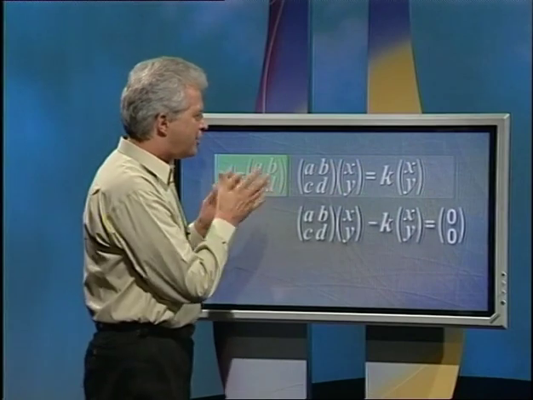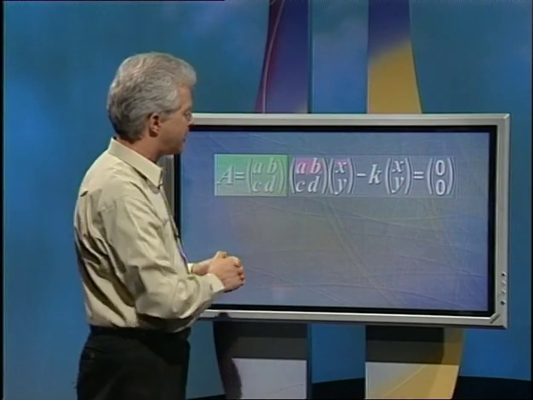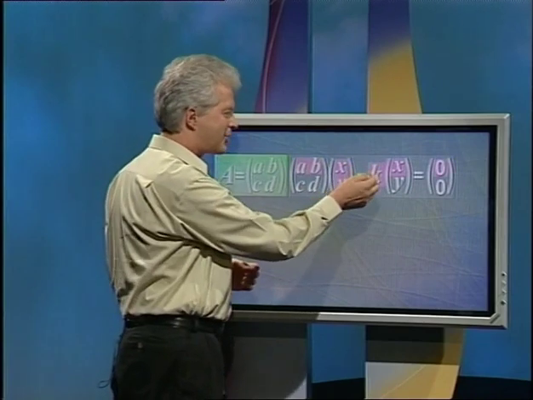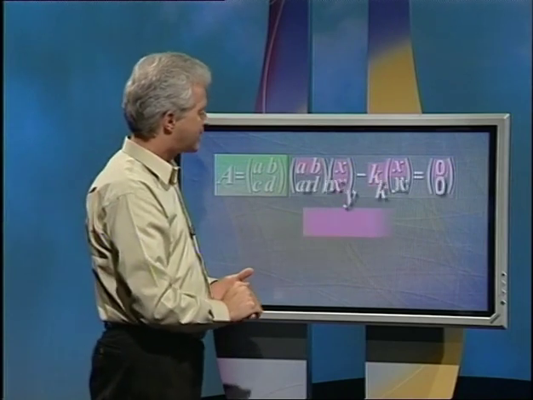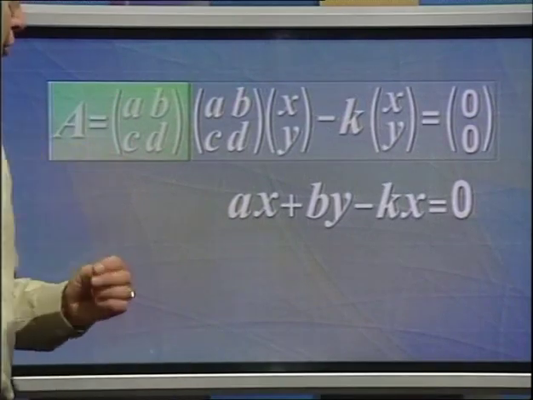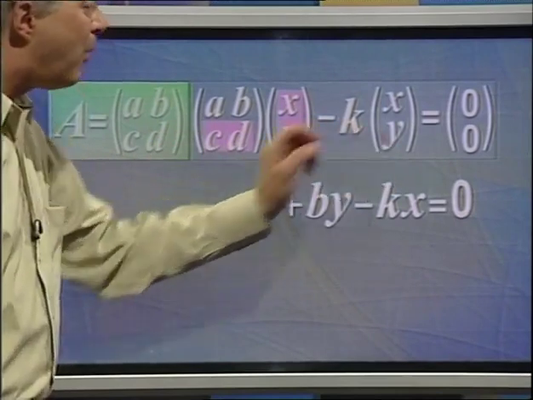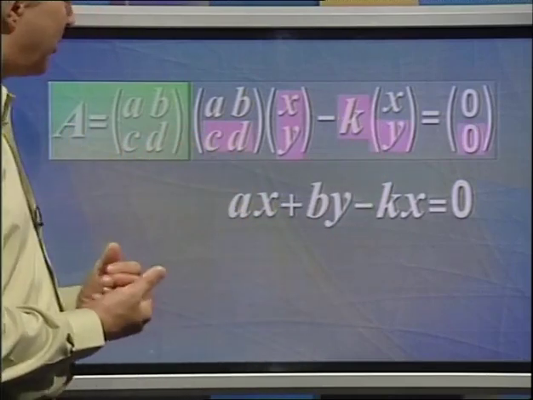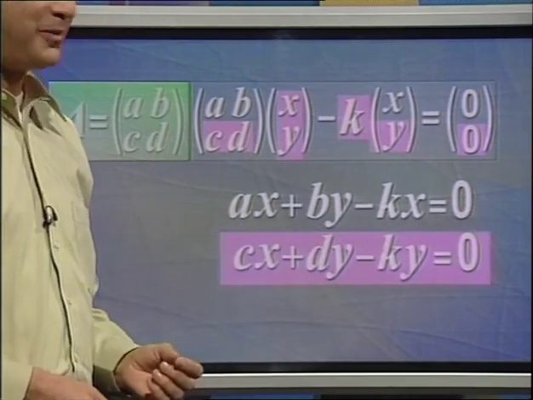Now, because I know that this will simplify what follows, I'm going to rewrite this as a pair of simultaneous equations. Going along the first row, ax plus by minus kx equals 0. And that gives us the first simultaneous equation: ax plus by minus kx equals 0. And going along the second row, we get cx plus dy minus ky equals 0. And that gives us our second simultaneous equation: cx plus dy minus ky equals 0.